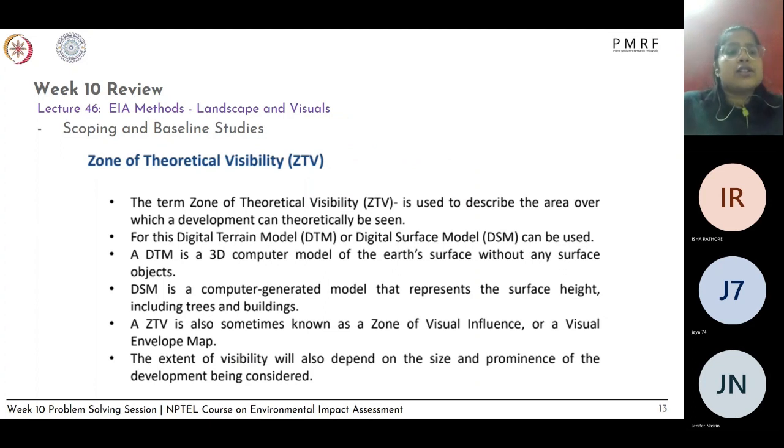And then there's also the zone of theoretical visibility or ZTV. So this is used to describe the area over which a development can be theoretically seen. And this is usually done using a digital terrain model or DTM, or a digital surface model, DSM. So both of these are computer generated models. But a DTM, or the digital terrain model, is a 3D computer model of the Earth's surface without any surface objects.